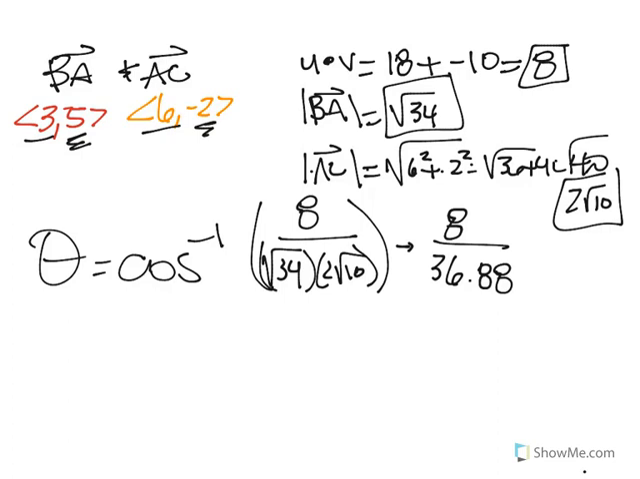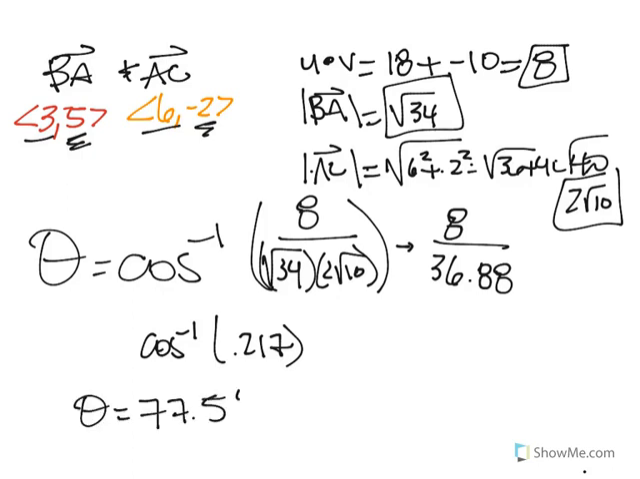And so now I'm going to do 8 divided by that number, and that's 0.217. So I'm going to do inverse cosine of 0.217. And then that gives me that my theta equals 77.5. Cool.